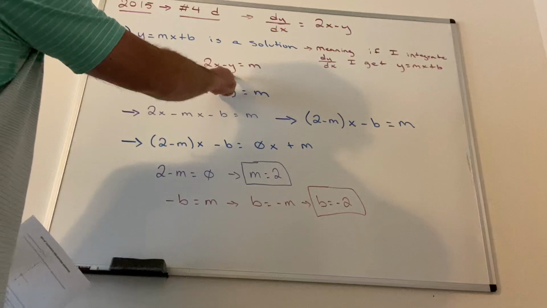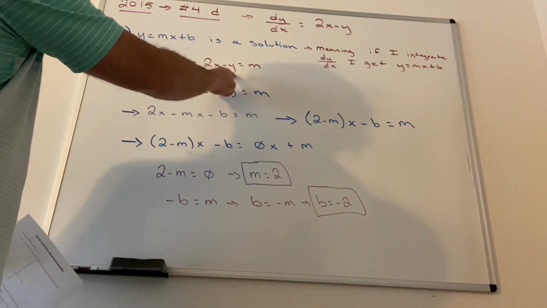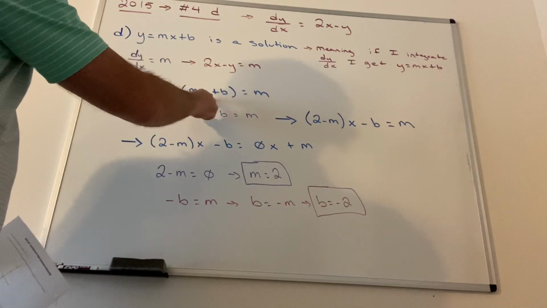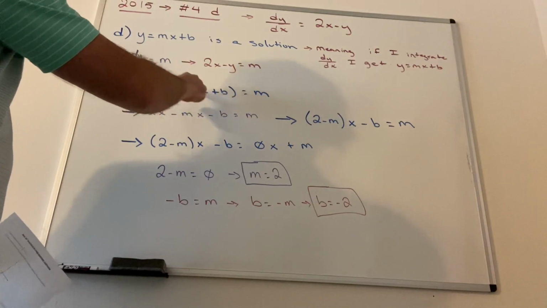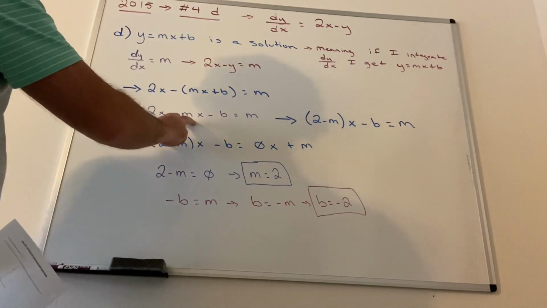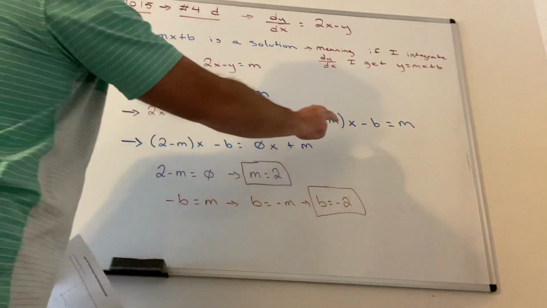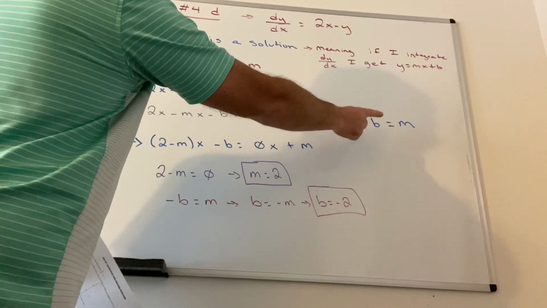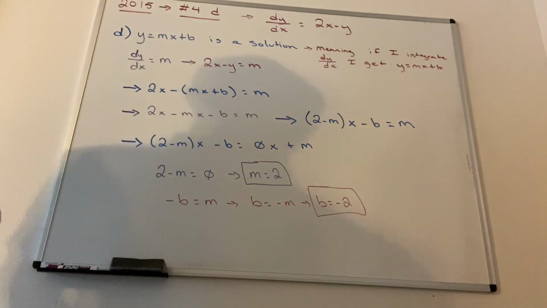That's not an m or a b, but I know that y is equal to mx plus b, so I can replace y with mx plus b. Distribute the minus sign, it puts me to here. I did a little bit of a factoring cleanup job, which puts me to here. Okay, so now 2 minus m times x minus b is equal to m.